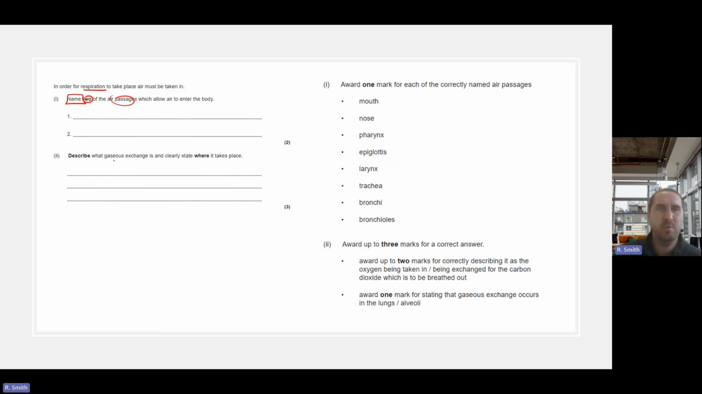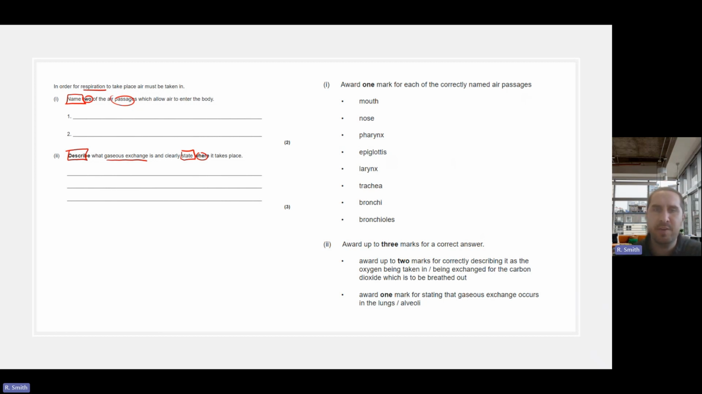Now, describe what gaseous exchange is. So describe gaseous exchange and state clearly where it takes place. State is our key term. We've got 3 marks here, 2 for the descriptions and 1 for clearly stating where it takes place. Normally they're the other way around in an answer. State where gaseous exchange takes place and describe the process of gaseous exchange. That would be a more common question.